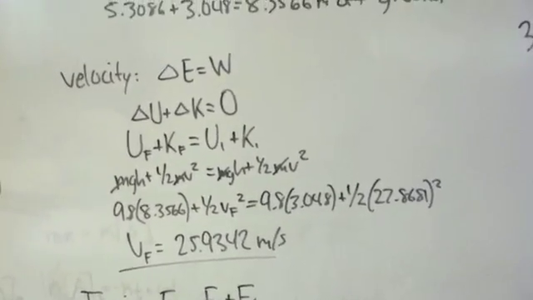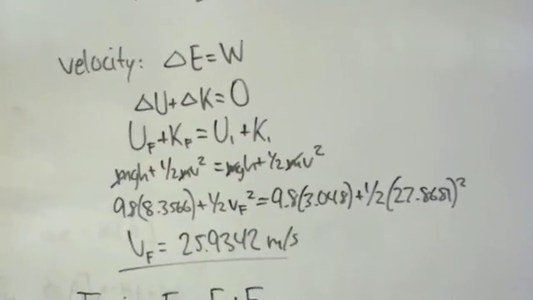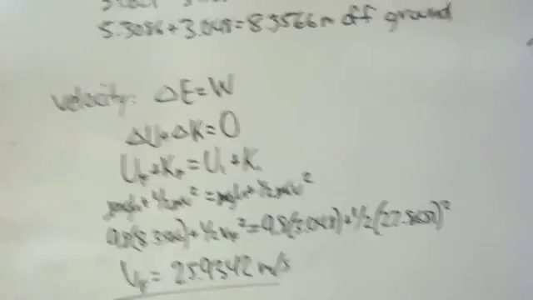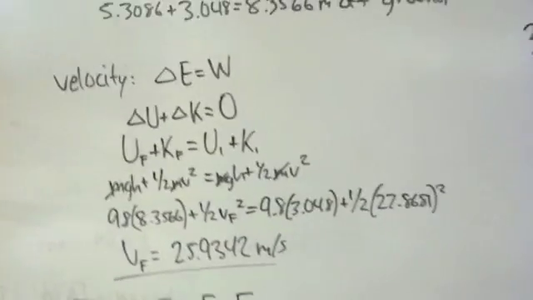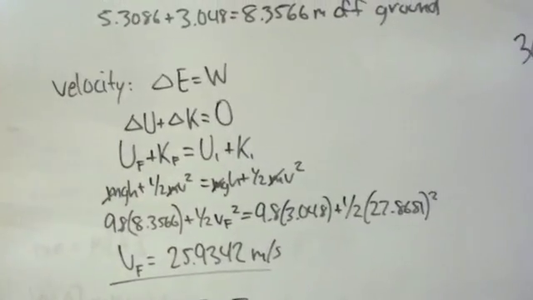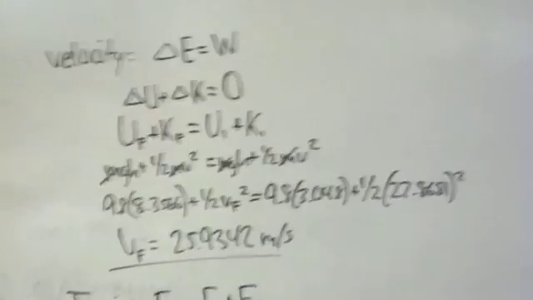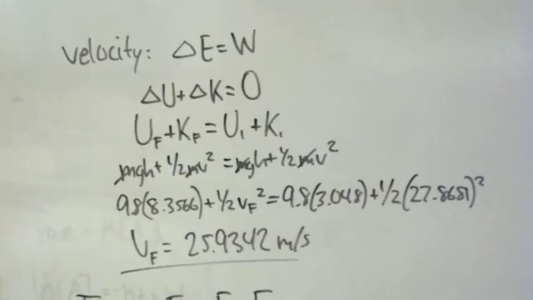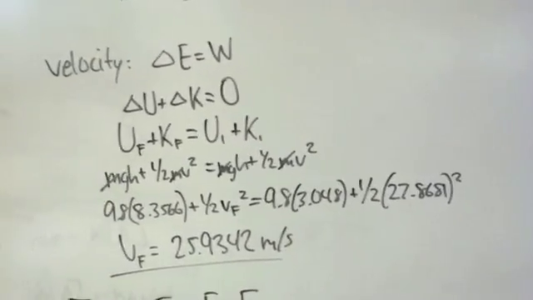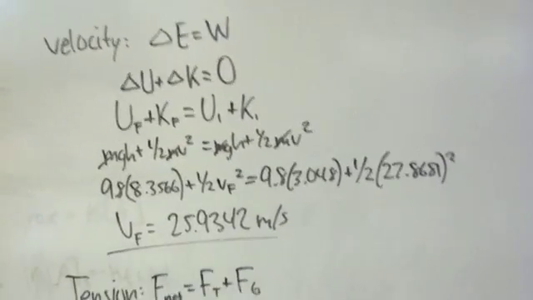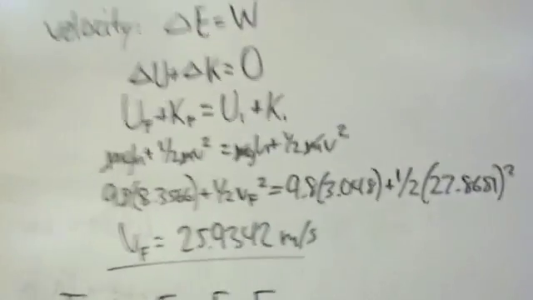So the velocity is going to be found by using the change in energy is equal to work, a principle we used in previous problems. The change in potential energy plus the change in kinetic energy is going to be equal to 0 once again. And we're setting the potential final plus the kinetic final is equal to the potential initial plus the kinetic initial. From there, we can learn that all the equations have m in them, so you can cancel the masses out. And from there, you plug in your numbers, and you will get 25.9342 meters per second.